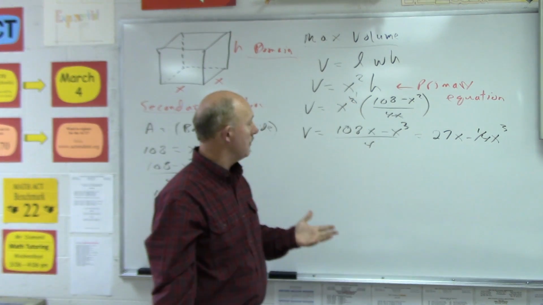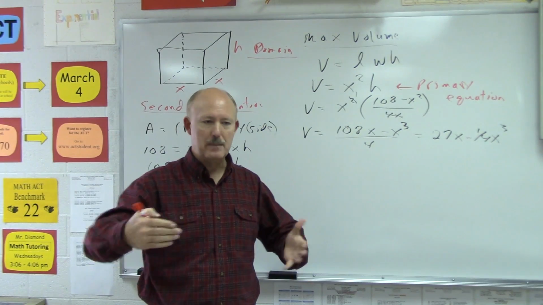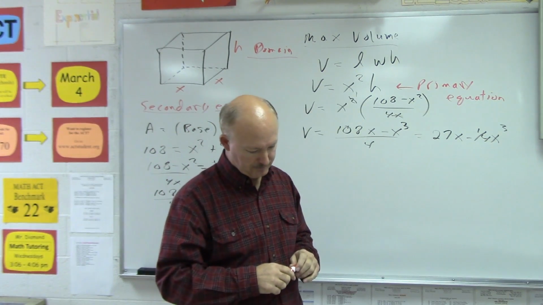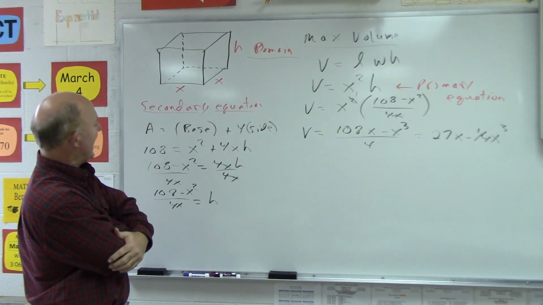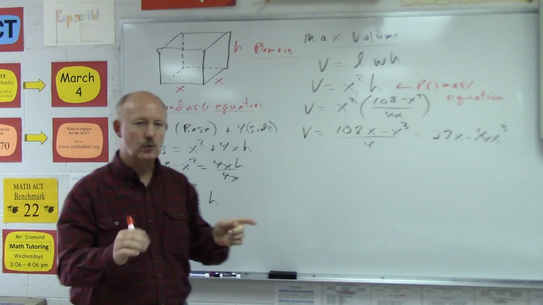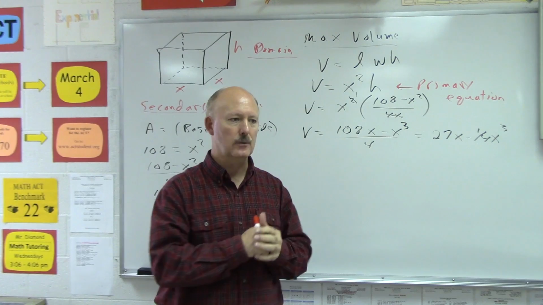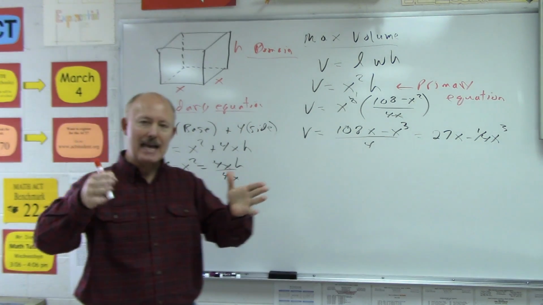Let's see. Now, first of all, x can't be negative, right? So that wouldn't make any sense. So x can't be negative. Okay, also, now let's see, just how big can x get? Now remember, we have a surface area of 108 square inches. So we have a surface area of 108. So just how big can x be?